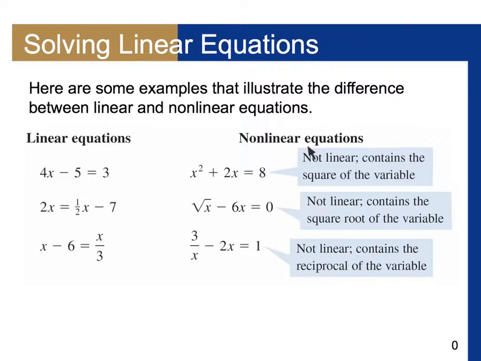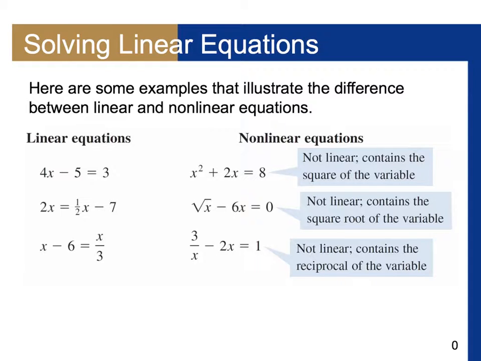These are nonlinear equations. When we have x squared, that's called a quadratic. That is a polynomial as well. It has a degree of 2. This one is not linear because of the square root of x. That's not a polynomial because we have x to the 1/2 there. And this one is not linear because we have 3 divided by x. That's x to the minus 1, so this would not be linear either.